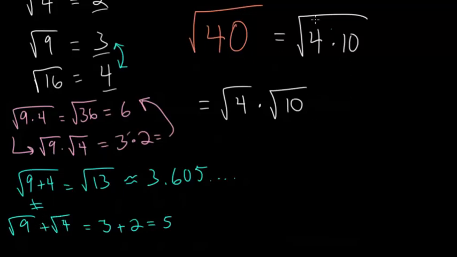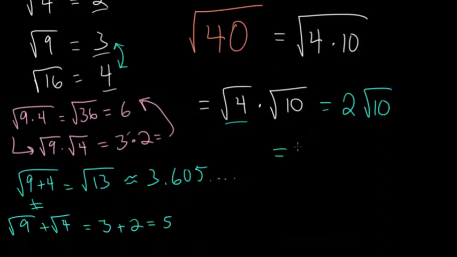So with that in mind, let's go back to our problem. Once we're able to break this up into a product of square roots, then some of these we can actually take a square root of. Like the square root of 4, that's 2. So this just becomes 2 times the square root of 10, or 2 root 10 is how a lot of people will say it.